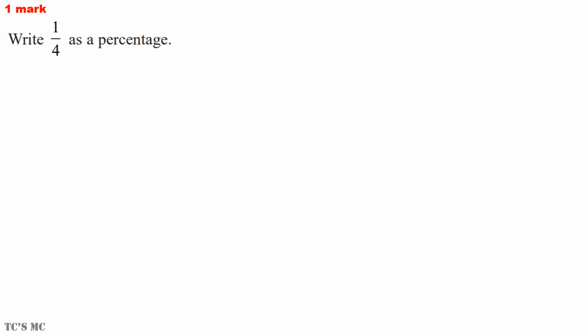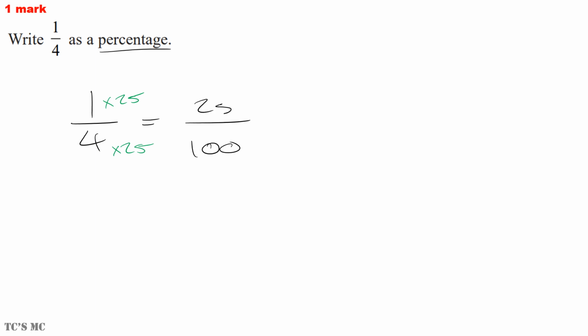Write 1/4 as a percentage. You may already know the equivalent percentage. If you do not, you can first convert it into an equivalent fraction where the denominator is 100. 4 multiplied by 25 gives us 100, so we need to do 1 multiplied by 25. So our numerator is 25 over 100. The question does ask for a percentage, so the answer is 25%. Again, because it's a 1 mark question, we can just write the answer.